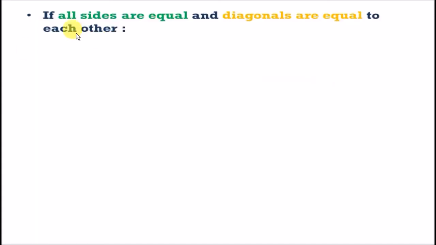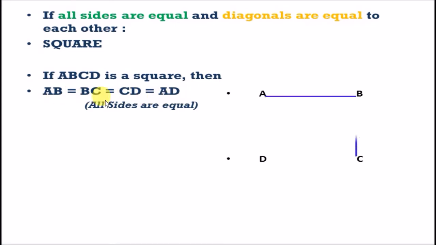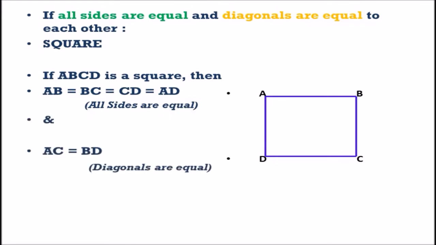First, if all sides are equal and diagonals are equal to each other, then that type of quadrilateral will be known as a square. So if ABCD is a square, then AB will be equal to BC, equal to CD, equal to AD. That is, AB, BC, CD and AD, all 4 sides, will be equal. And we'll also have AC equals BD. That is, the distance of the opposite vertices, which are known as diagonals, will also be equal. AC equals BD.